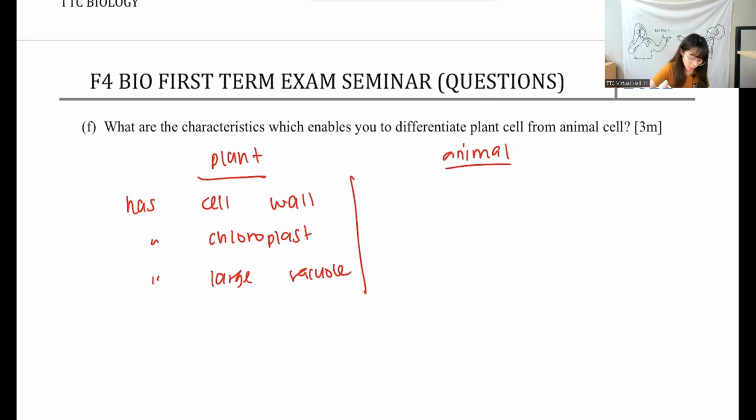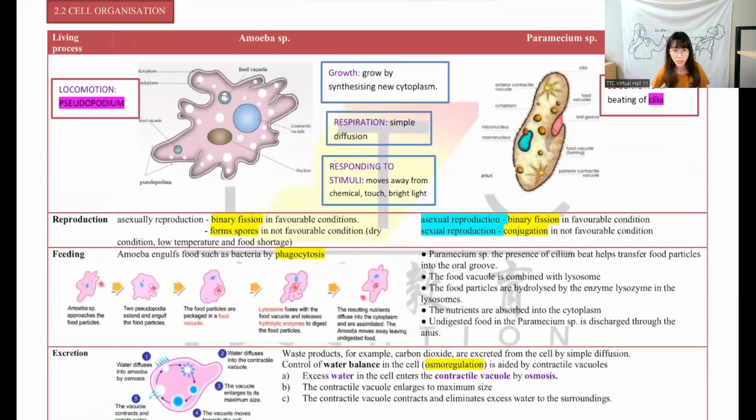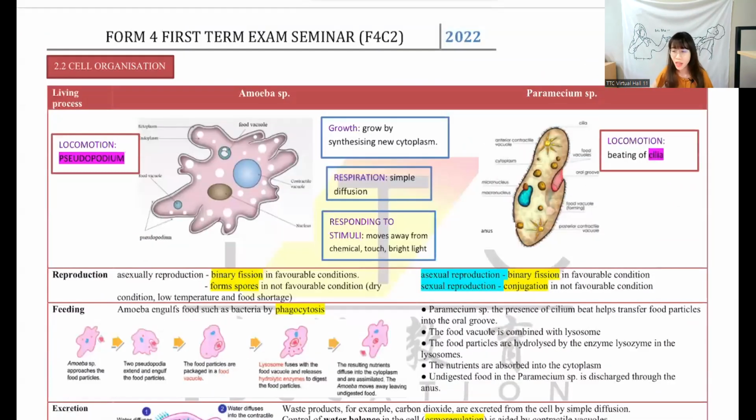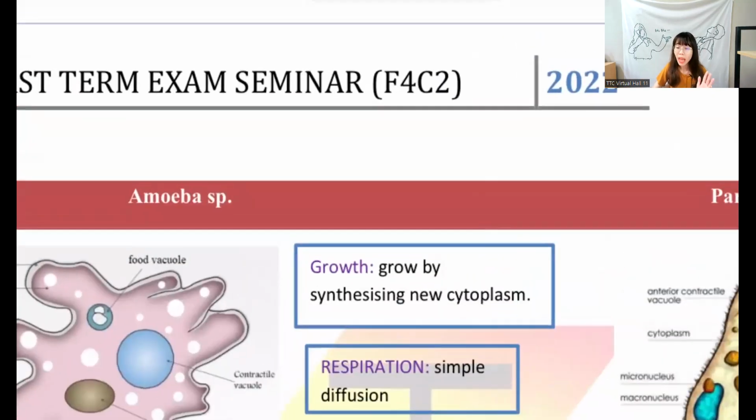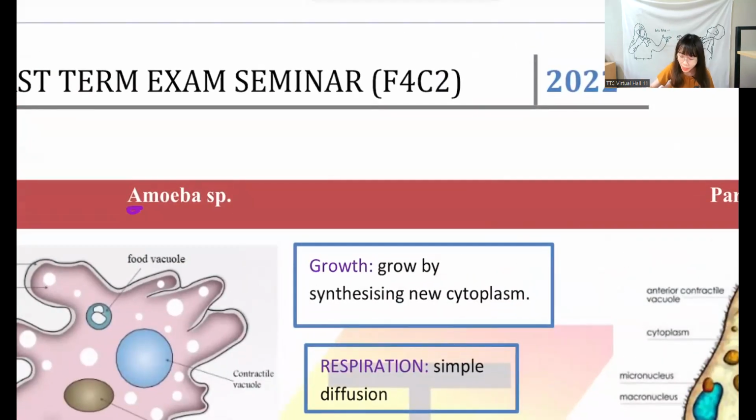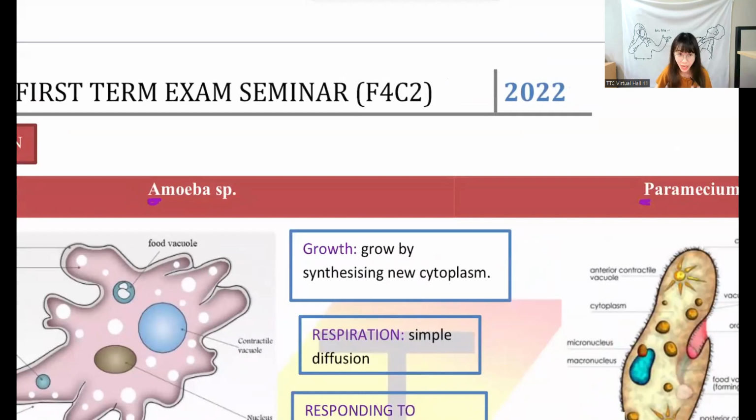Okay, now let's move back to the notes, guys, under Paramecium species and Amoeba species. So 2.2 is called cell organization, where we have Amoeba species and Paramecium species. When we write Amoeba species and Paramecium species, we have to capitalize capital A, capital P. This is fixed, okay? And the proper way of writing a scientific name is to underline, but I don't think your first exam requires you to underline the scientific name.